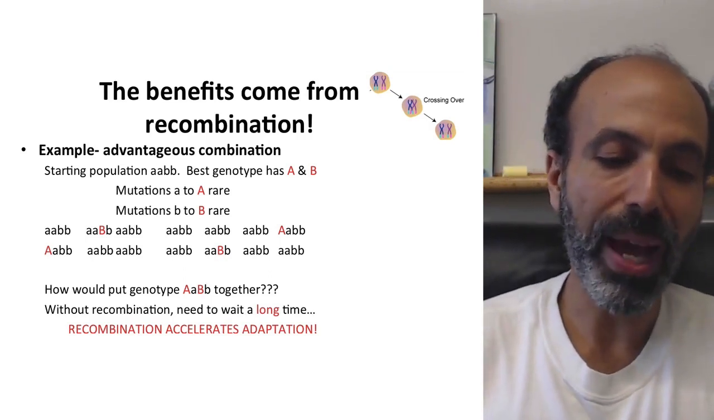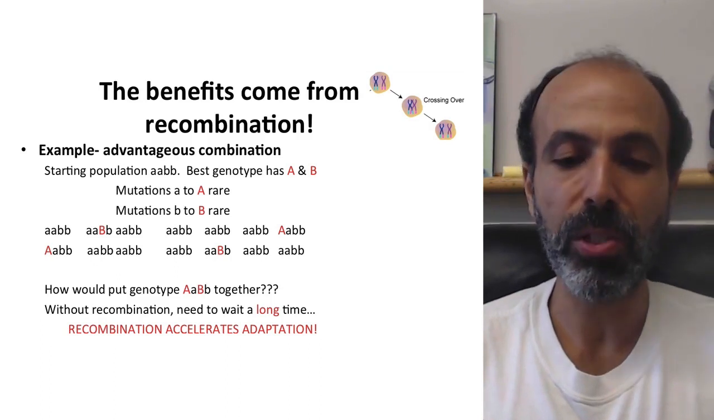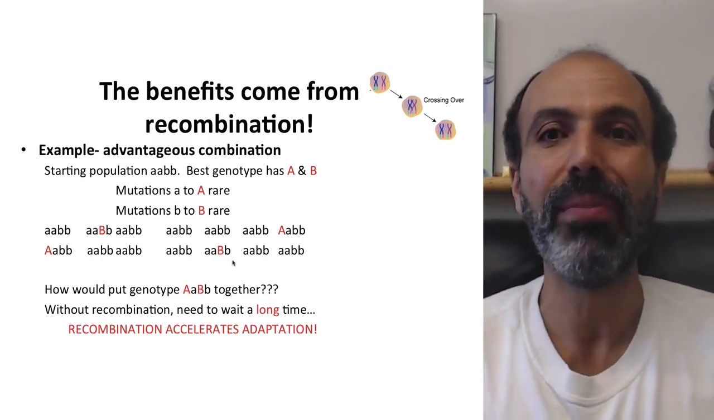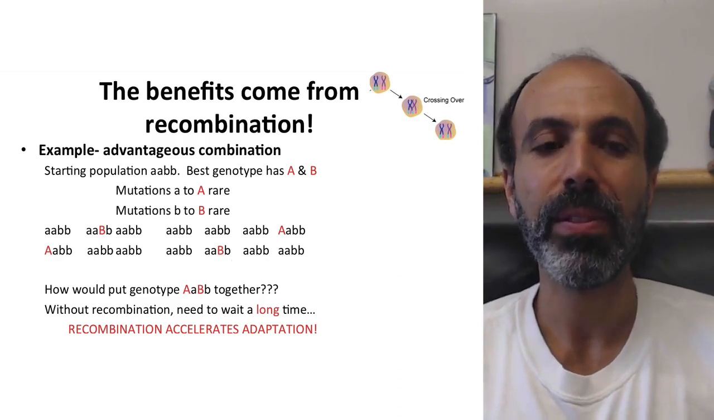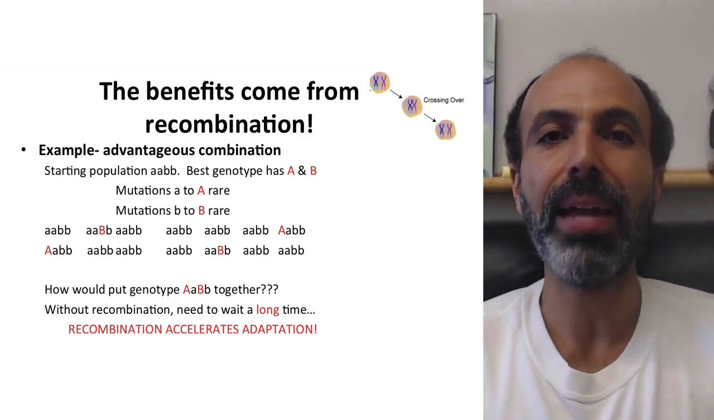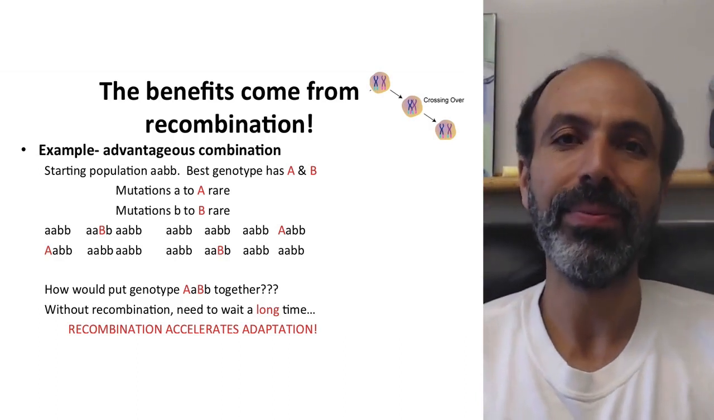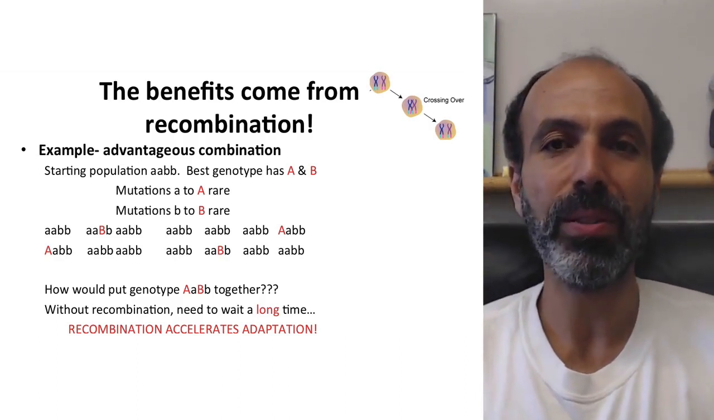In contrast, if you have recombination, you can accelerate adaptation. This individual could have a baby with this individual, and some of the offspring would have that optimal genotype. So recombination can make advantageous mutations get together much more rapidly. This allows for more efficient adaptation.